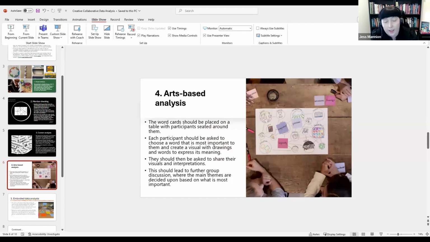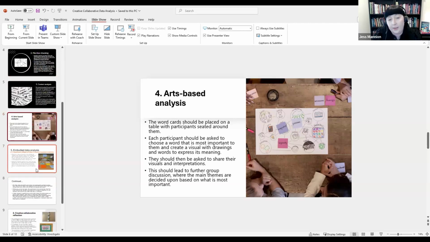So I brought these word cards into the research meeting and put them out on the table, and we all sat around the table. So here you should ask participants, choose a word that's the most important to you, and then ask them to create a visual and drawing of the words to express its meaning. And then they'll be asked to share the visual interpretations, which should lead to a further group discussion. So now we have some main themes to be able to work on and what's most important to the group.